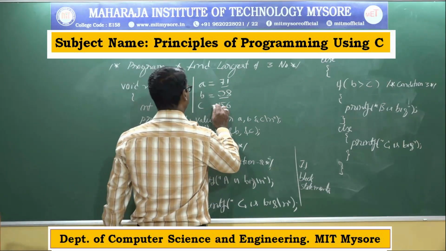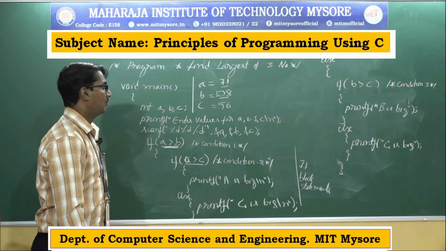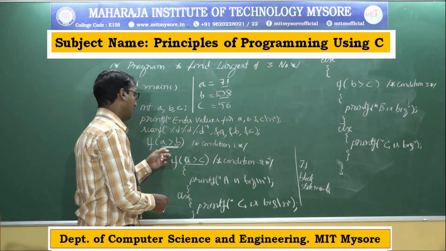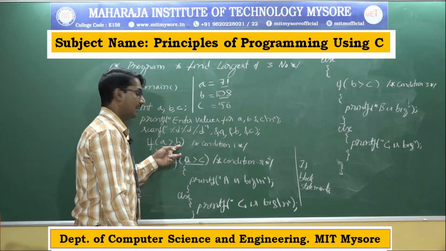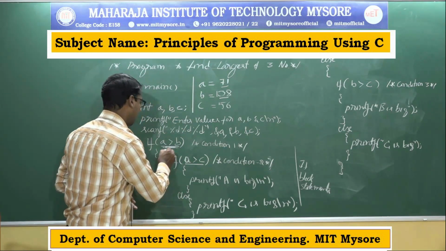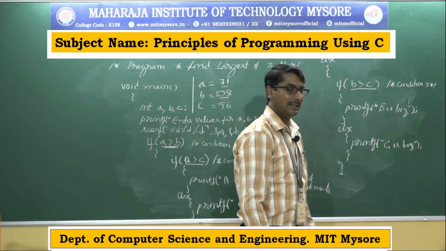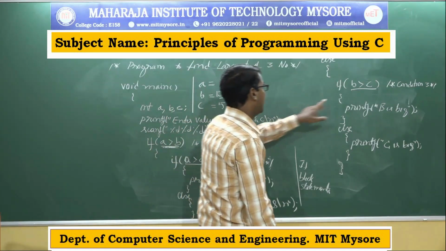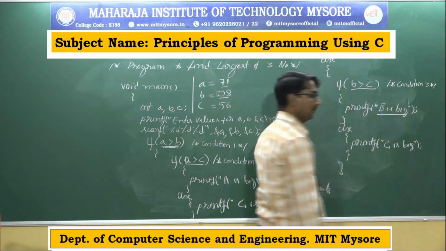If in case the value of B is 138. So, first the condition will be verified. The value of A is 71 and the value of B is 138. So, 71 greater than 138. So, the condition is false. Once this condition is false, the control is transferred to B greater than C. So, B value is 138 and C value is 56. So, 138 greater than 56, condition is true. Next, it will display B is big.